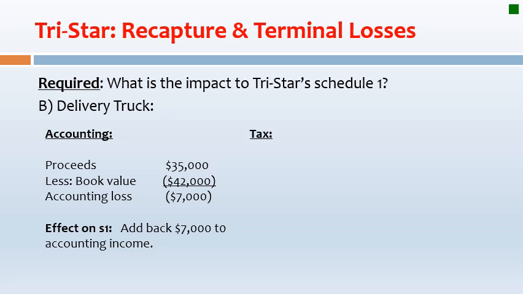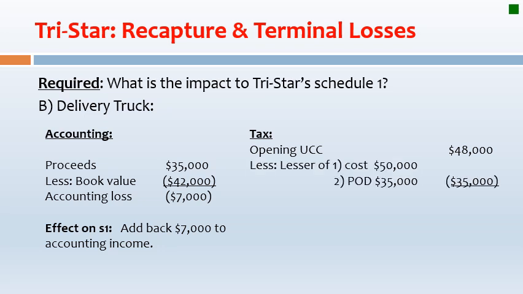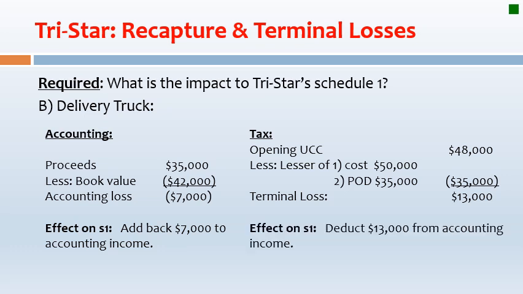Now let's take a look at the tax ramifications here. We had an opening UCC balance of $48,000. Again, we're going to subtract the lesser of cost, and this thing costs $50,000, or the proceeds of disposition, which is $35,000. That's much less than the UCC, so we're going to end up with a terminal loss of $13,000. Because we have a terminal loss, we're going to be deducting that from our accounting income on the Schedule 1.